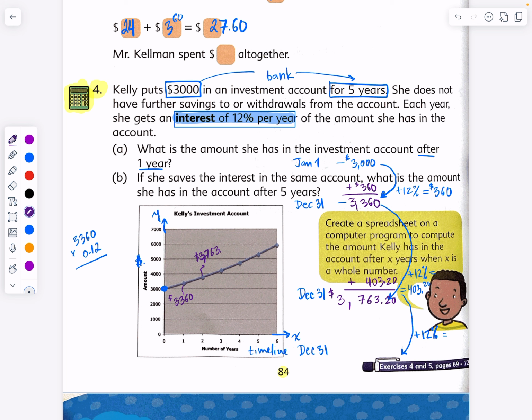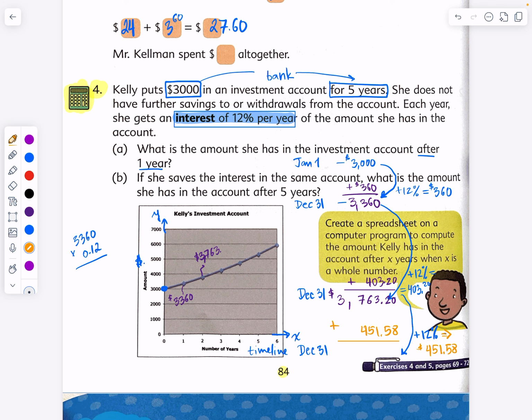And the new amount, the new interest, let's make it orange now, is $451.58. So plus $451.58. Look at the amount of money Kelly is accumulating after the third year. 1, 2, 3 years, plus whatever she had there before: $3,763.20.